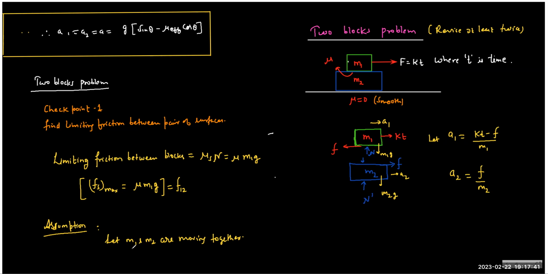So if you assume that they are moving together, which means A1 equals A2, this implies KT minus F by M1 is F by M2, and you can write KT by M1 equals F times (1 by M1 plus 1 by M2), and therefore this will give you the F value. What is F coming? M2 KT upon (M1 plus M2).